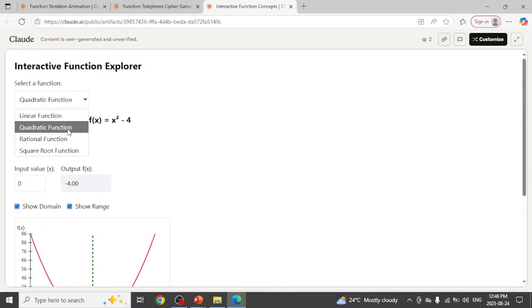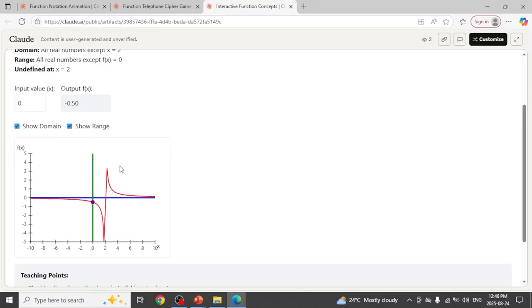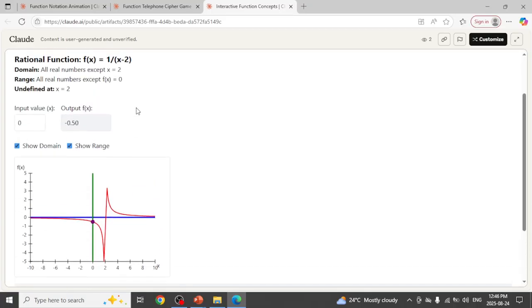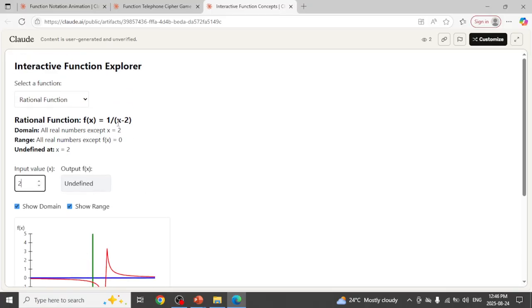Let's try another one, for example, the rational function. It's a weird function, and our range is different. We will have almost all the range, except for 0. Let's see what happens when we go to 2. Look, it's undefined, because if we put 2 instead of x, we have 1 divided by 0. So our domain is all real numbers except 2. And our range is all real numbers except f of x equals 0.